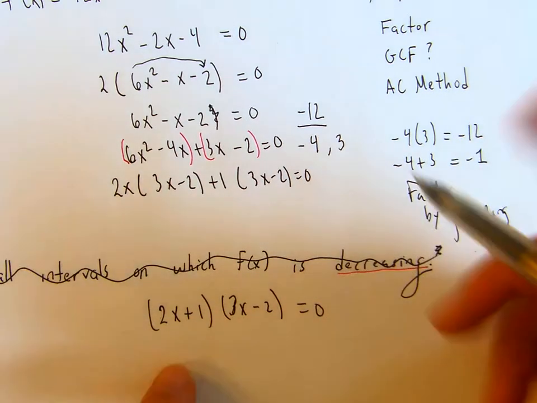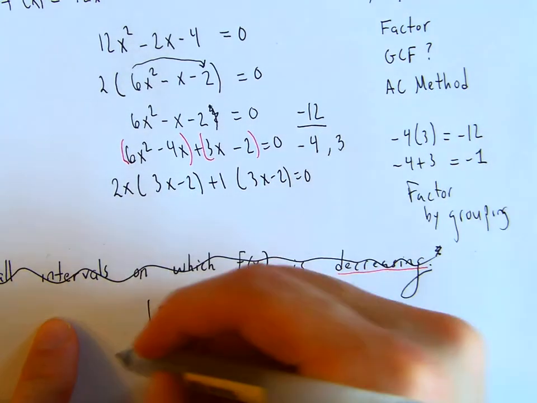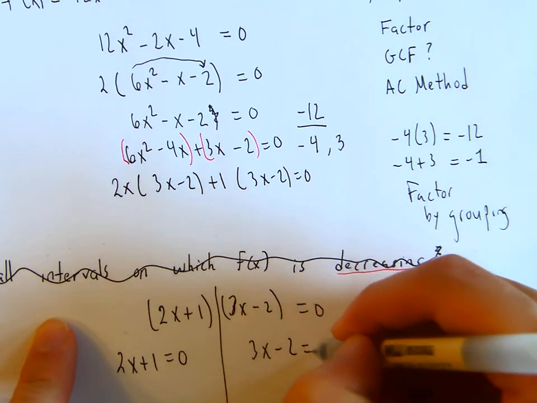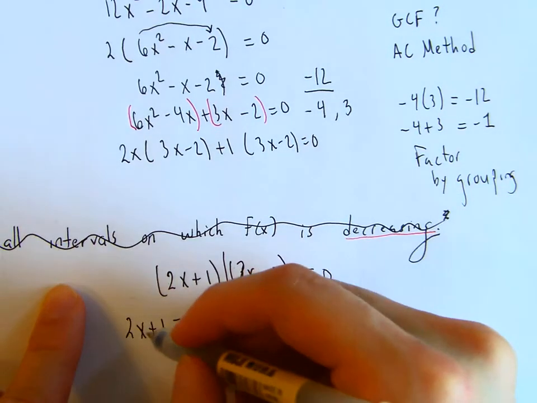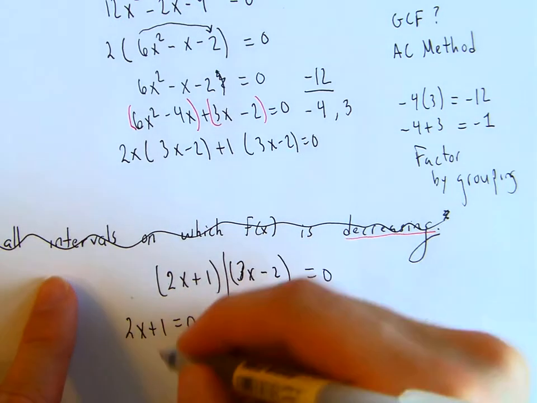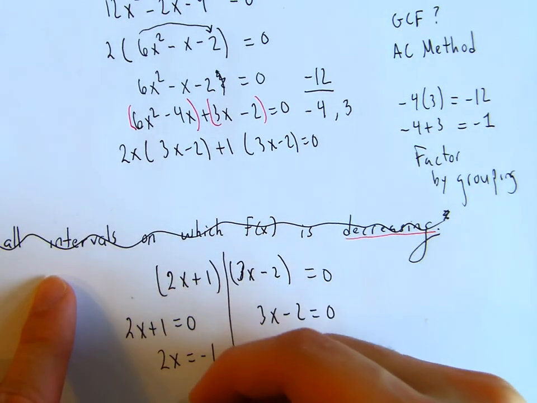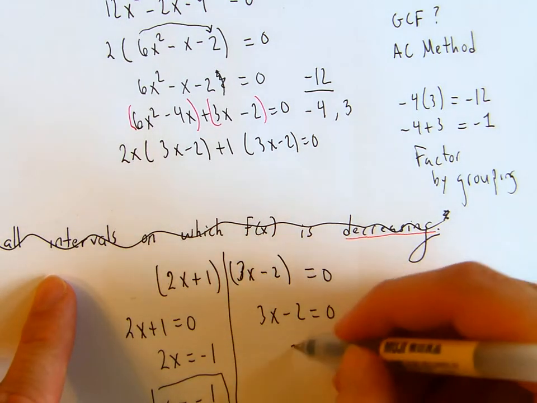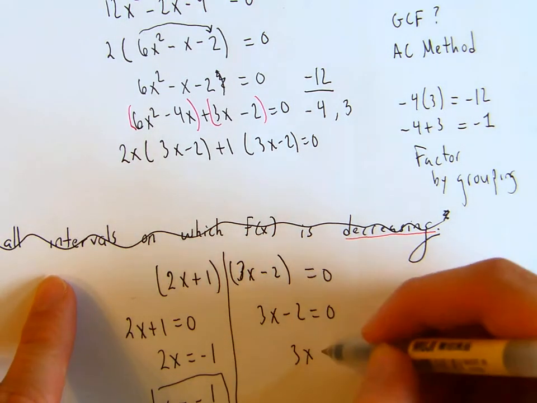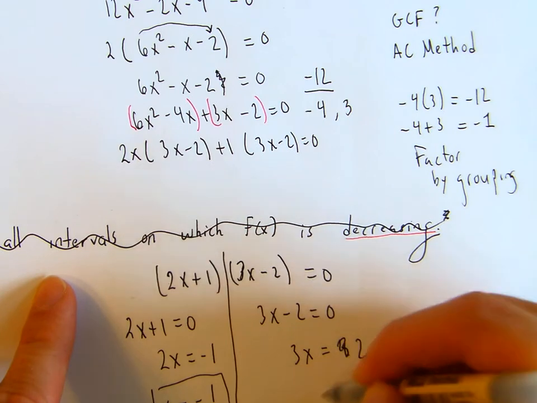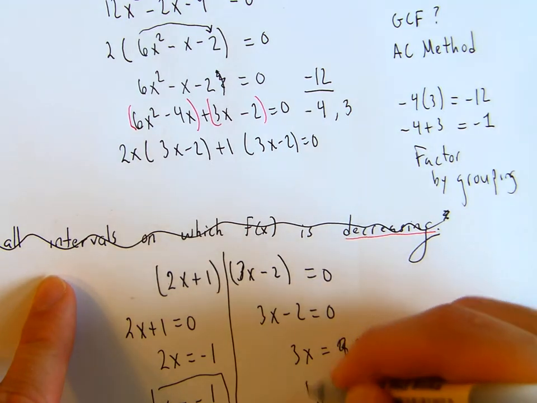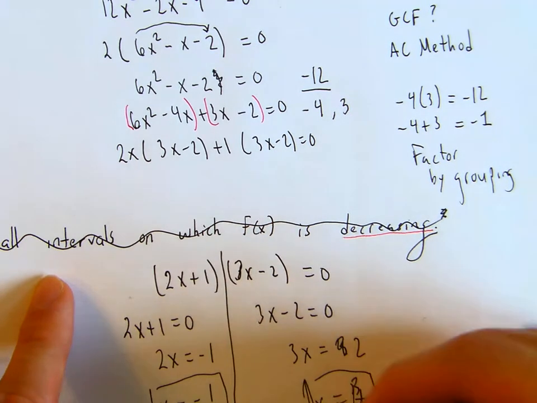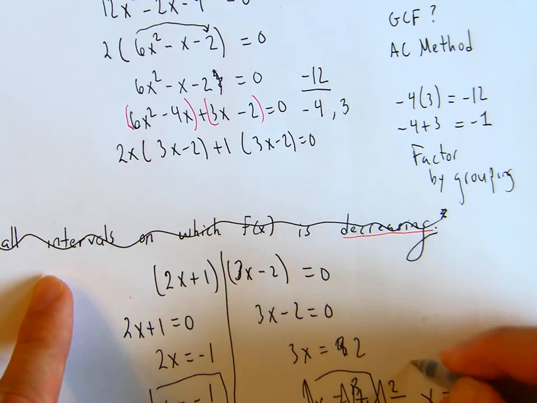Now, once we get to this point, what do we say? We say 2x plus 1 equals 0, and then 3x minus 2 equals 0. And now here, how do we get x by itself? You say 2x is equal to minus 1, so x equals negative a half, right? That's one of them. And here you have 3x, add positive 2 on both sides, 3x equals 2, x is equal to 3 over 2. I'm sorry, not 3 over 2, 2 over 3. Let me rewrite that. x equals 2 over 3.